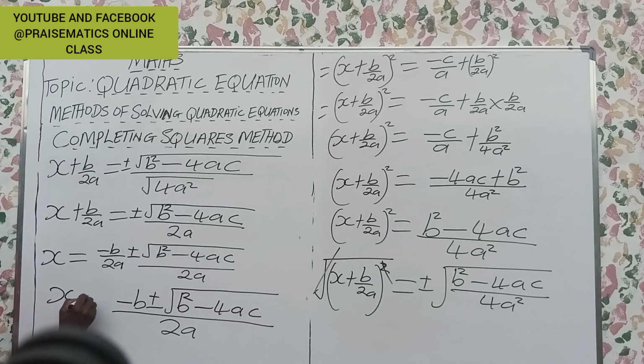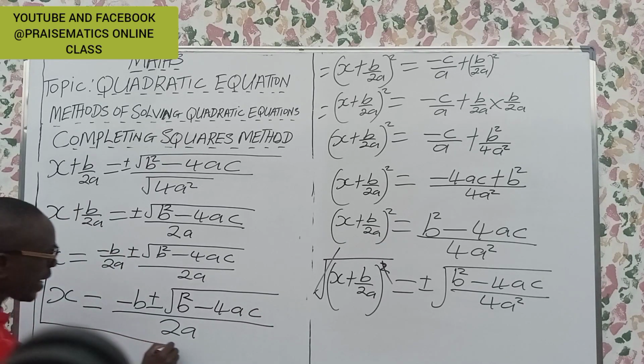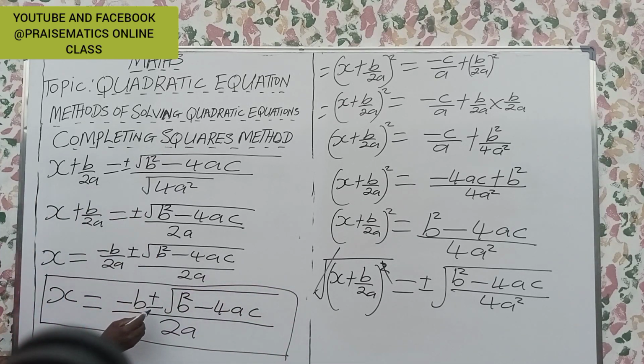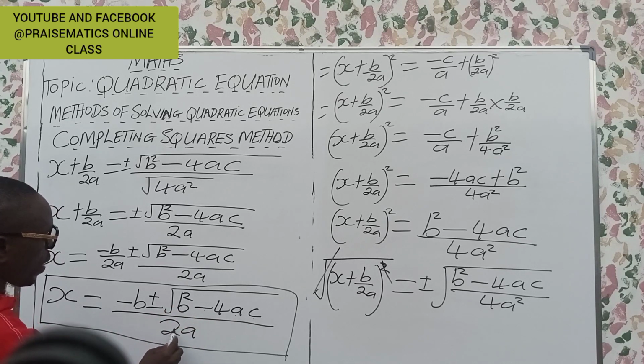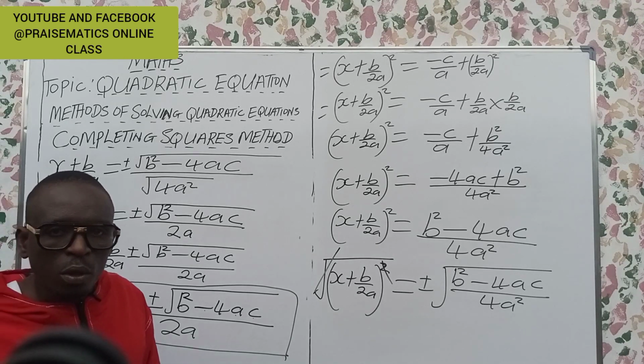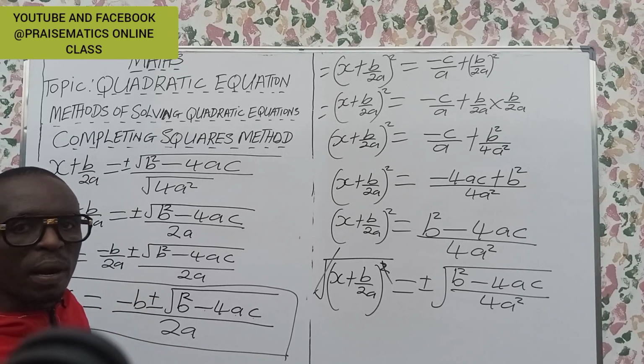Finally, our x is equal to minus b plus or minus square root of b square minus 4ac all over 2a. And that is what we call the quadratic formula, or the general formula of solving quadratic equations, or you can call it the almighty formula. So using this formula, you resolve any quadratic problem, either you use the completing square method, or you use the almighty formula, known as the general formula.